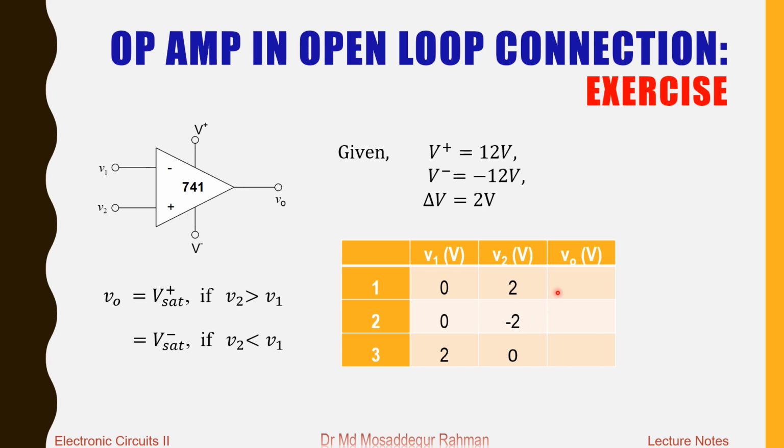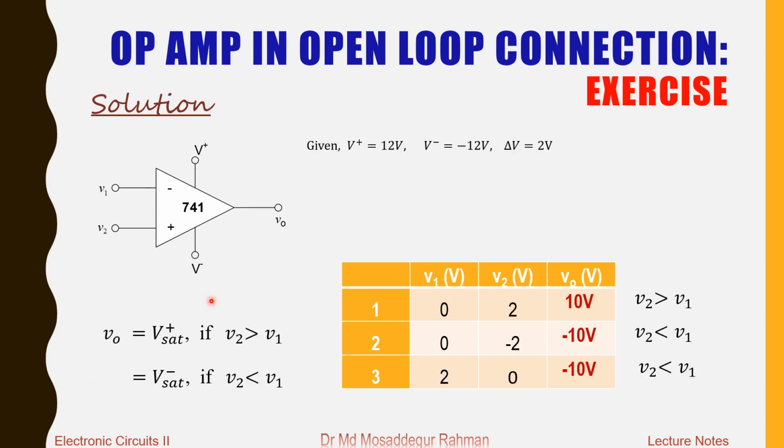First, we need to see whether V2 is greater than V1 or less than V1. If V2 is greater than V1, then you get positive saturation, and if V2 is less than V1, you get negative saturation. So it is obvious that in this first one, V2 is greater than V1, so you get positive saturation. In this one, V2 is less than V1, you get negative saturation, and this one also, V2 less than V1, you get negative saturation. So we need to determine the saturation voltages, and then we can fill up the table.